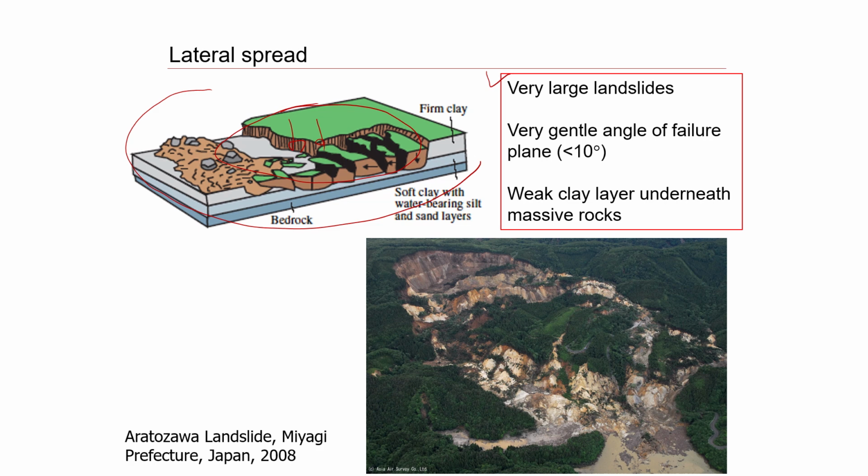But the thing that actually causes this failure is that underneath the bedrock, we usually have a very thin layer of soft material, which is usually clay. And this is why this large rock mass, which is in general very stable, tends to fail. So you will see that this is one of the features for this type of rock slide to take place.